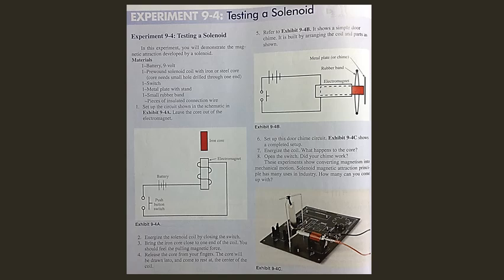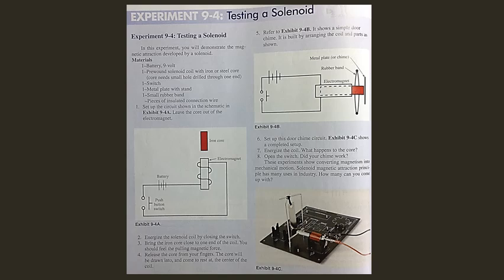Step 5, refer to Exhibit 9-4B. It shows a simple door chime. This is built by arranging the coil and parts as shown. Step 6, set up the store chime circuit, Exhibit 9-4C, which shows a completed setup. Step 7, energize the coil. What happens to the core? Step 8, open the switch. Did your chime work? These experiments show converting magnetism into mechanical motion.